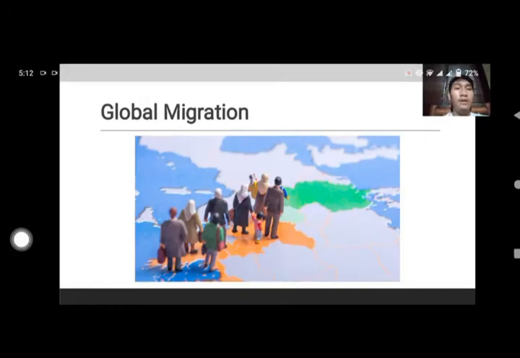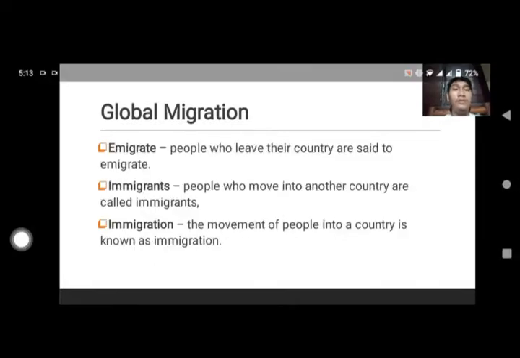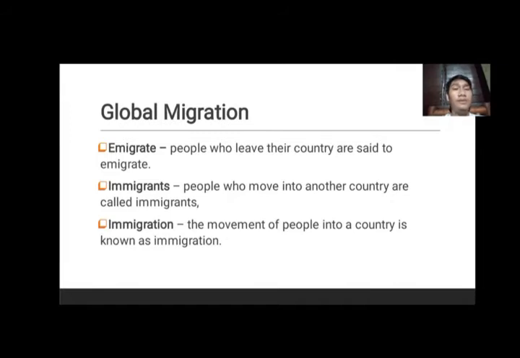Next is global migration. Migration is the process or act of migrating, the movement from one region or place of habitat to another. There are four types of migration: labor migration in the EU, forced migration, international retirement migration or IRM, and internal migration. First, global migration: emigrate. People who leave their country are said to emigrate. An example of this is when you're from the Philippines and you're moving to another country like America, that's what you call emigrate.